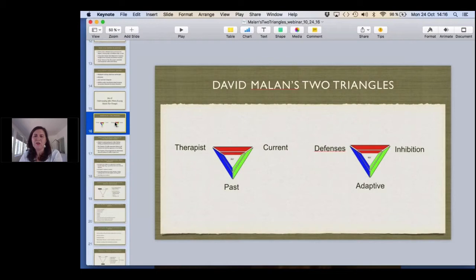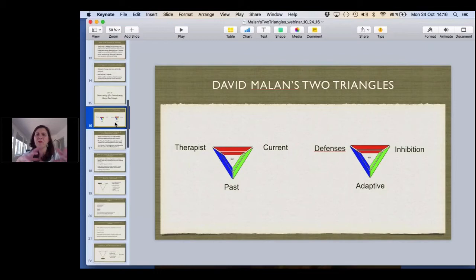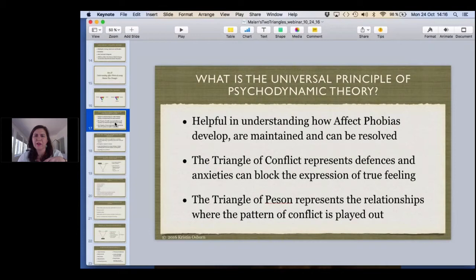And if somebody has a block to adaptive affect, you want to be wondering, well, where did that block come from? Because we know defenses come at an early age. And so how old was your client when they started to deploy a defense that you might be seeing in your office? So don't worry if this still feels confusing. We'll be talking about it more. But these are David Malan's two triangles.